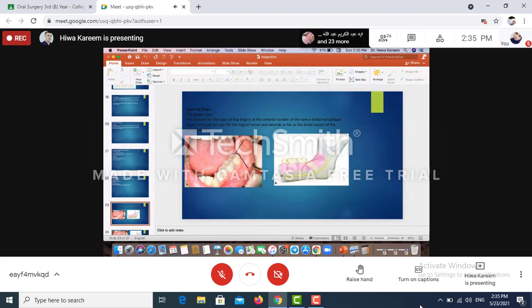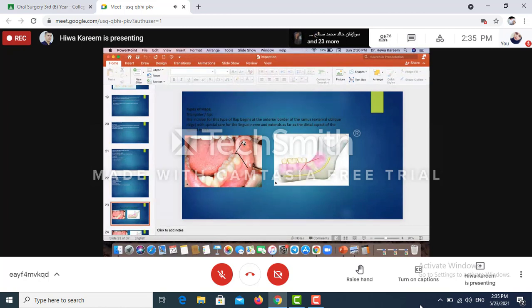And approaches for removal of the impacted third molar. Type of the flap, meaning how can you remove the impacted third molar? You must first make the flap. We have two types of flap. The first is the triangular flap, like this, like a triangle.